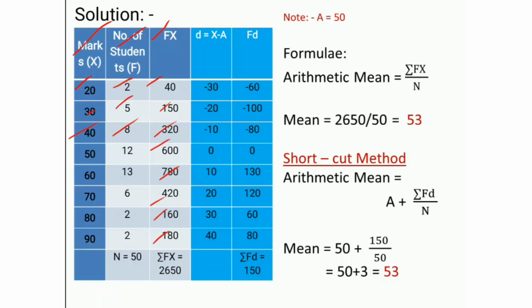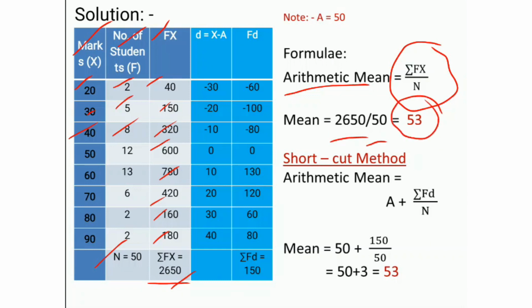After getting all the values, just add them. The total comes to 2650. So the total value of fx is 2650, whereas n is 50. What is the formula of arithmetic mean? Arithmetic mean is given by a simple formula, summation fx divided by n, wherein the value is 2650 divided by 50, and you will get an answer of 53. I hope you understood this.